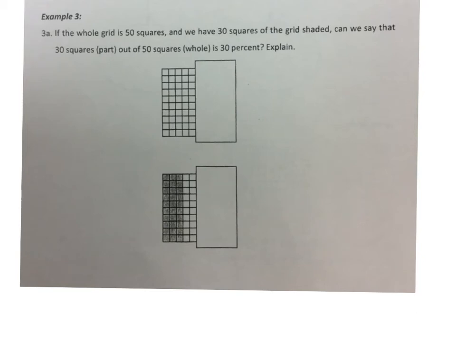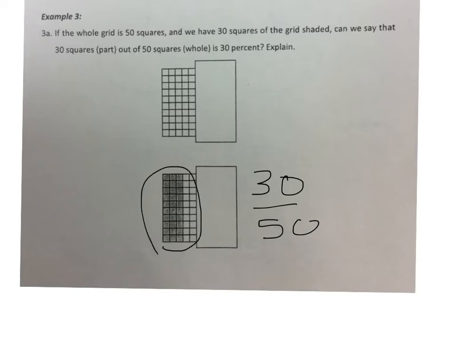On this question it says, if the whole grid is 50 squares and we have 30 squares of the grid shaded, can we say that 30 squares, which is the part, out of 50 squares whole, is 30%? So if you look, they basically changed it, and if you look at your ratio, your ratio is 30 shaded compared to 50 total, because they're saying this is now the new square. That would be the ratio. Obviously the fraction would be 3/5 if you reduced it, but could we say that is the same as 30%?